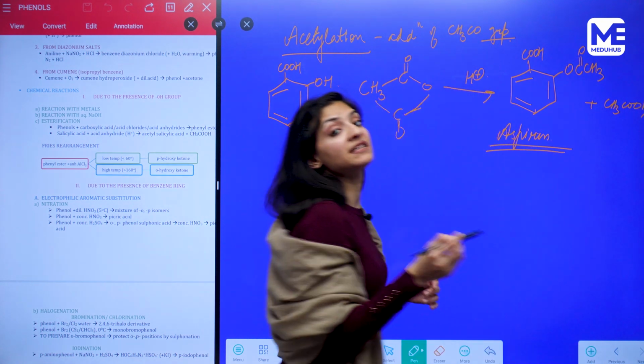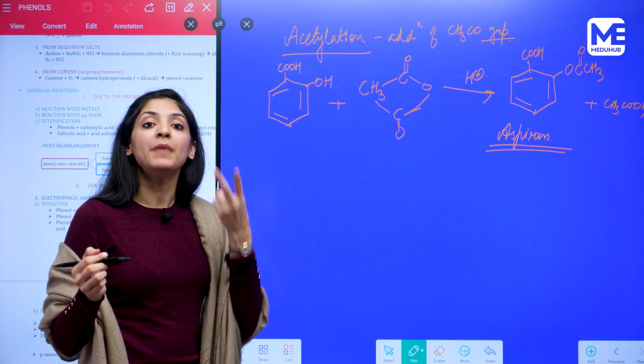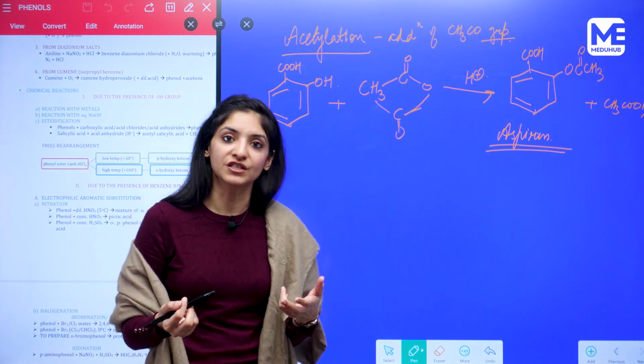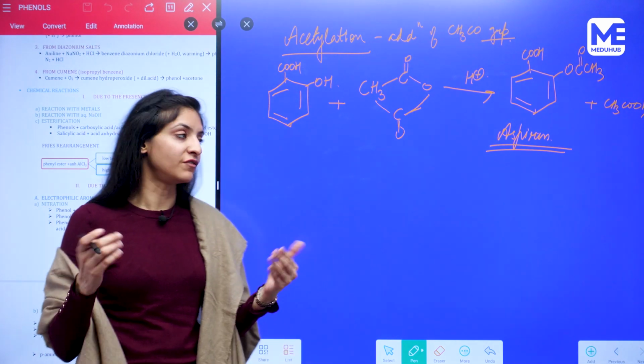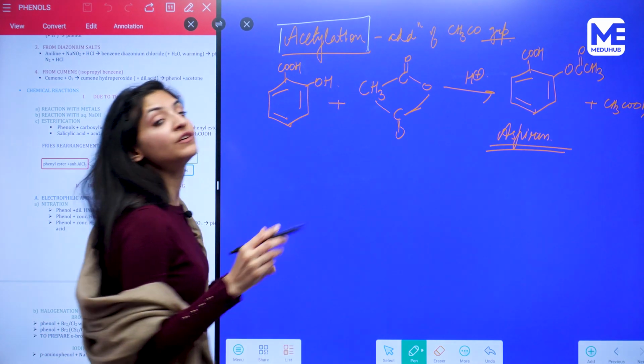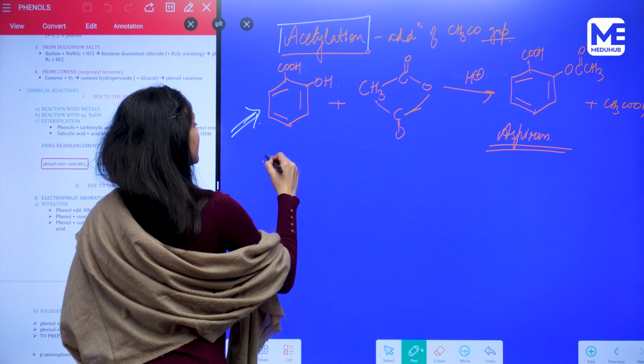Aspirin is of great medicinal value as it is anti-inflammatory, it is antipyretic, that means it has fever reducing qualities, and it is an analgesic also, that means it has pain relieving properties. So a very good example of acetylation or esterification of phenols is this, which is of great medicinal value.